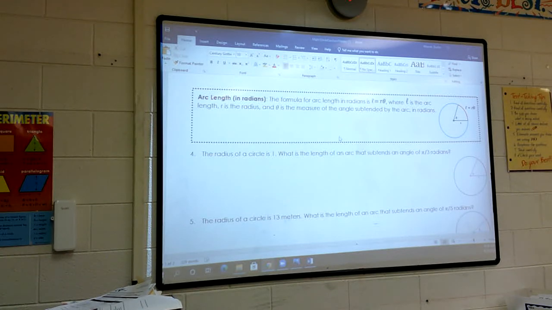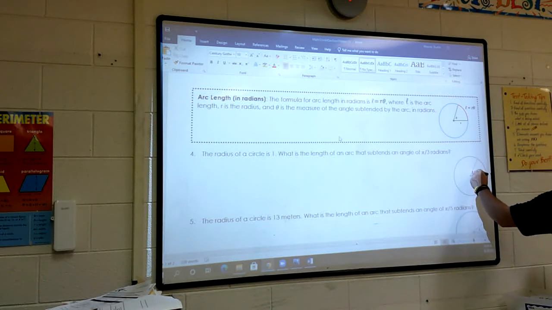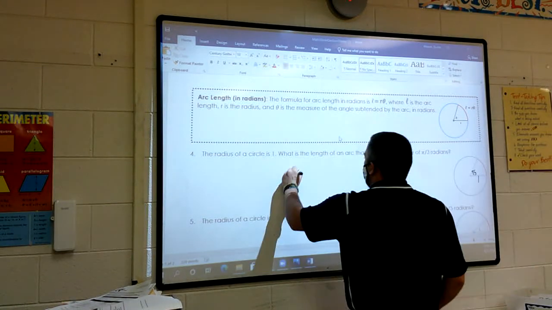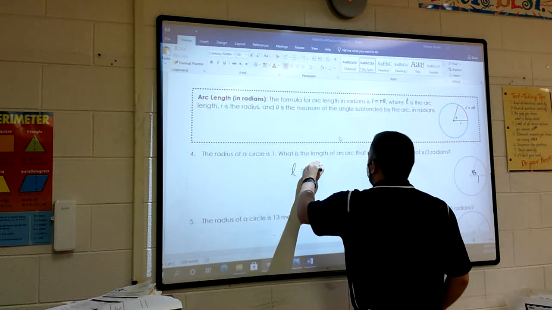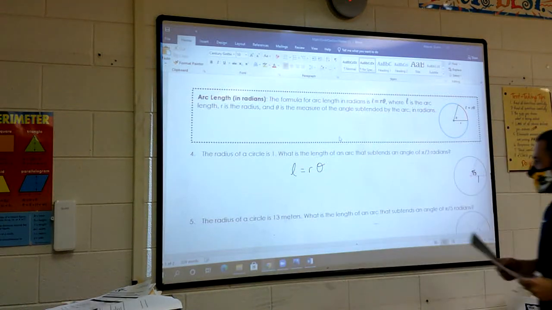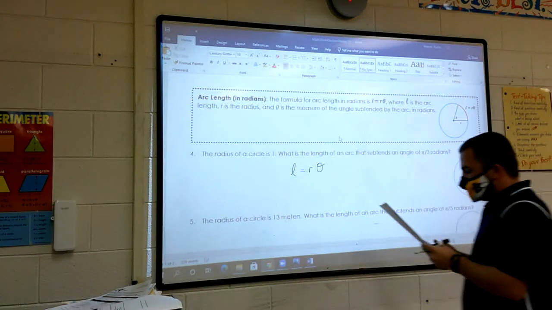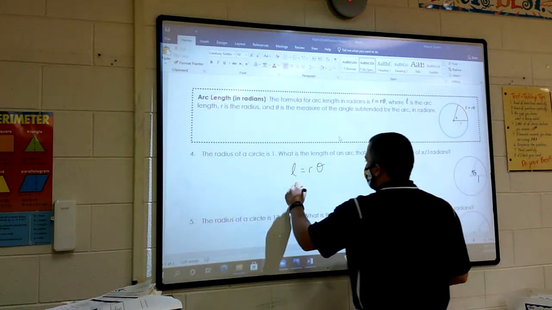So in number 4, it says the radius of the circle is 1. And I know this is hard to see, but there is a 1 here. So the radius of the circle is 1. And then it says the angle is pi over 3. It asks what is the length of the arc. So we're just going to use our formula: L equals R times theta. And we know that the radius is 1 and the angle is pi over 3.